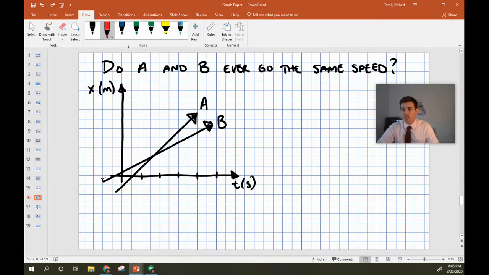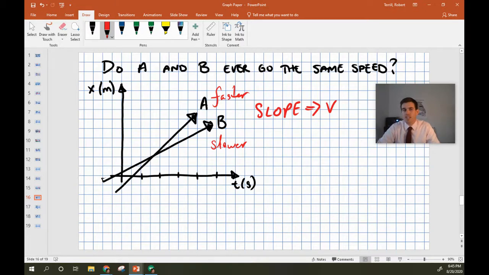On a position versus time graph, we know that the slope will always give us the information that we need about the velocity. So they both have positive slopes, which means they're both going the same direction, but they also both have different slopes. And if they have different slopes, then they can't possibly have the same velocity. A, which is steeper, must be going faster, and B, which is less steep, must be going slower. So they never go the exact same speed because they always have different slopes.